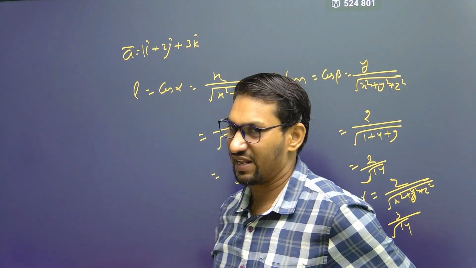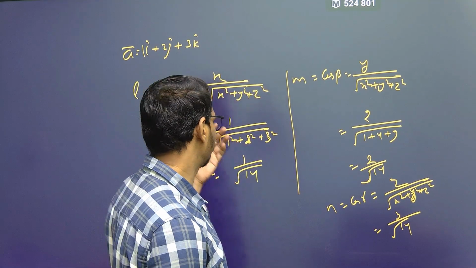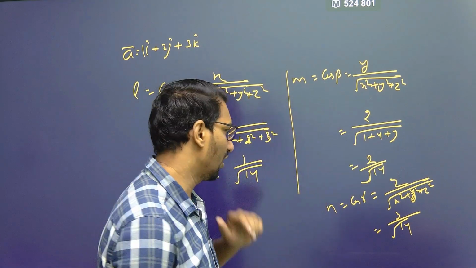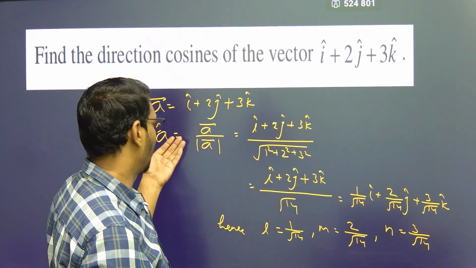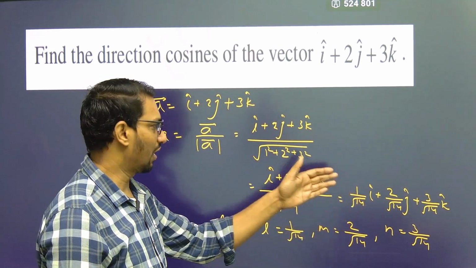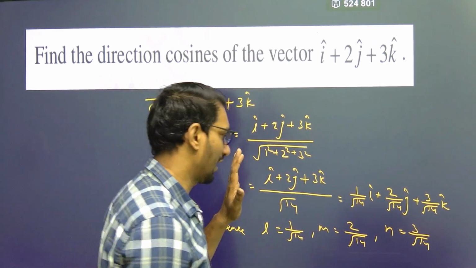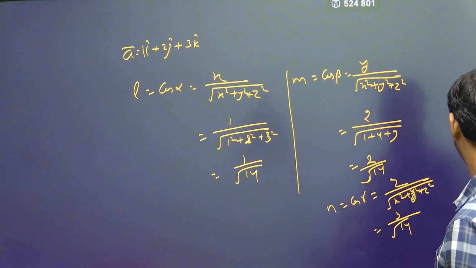So we can find direction cosines in any manner, by directly putting in this formula or by finding out the unit vector. Both are true. Okay, both can be used.